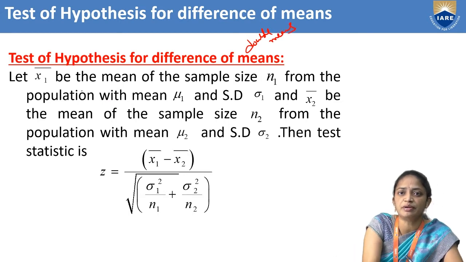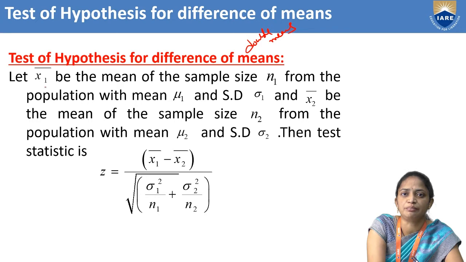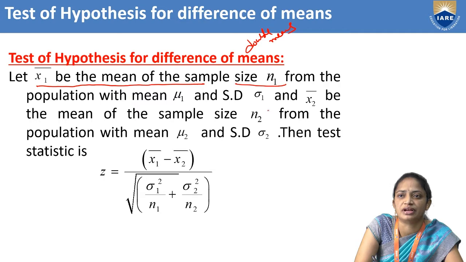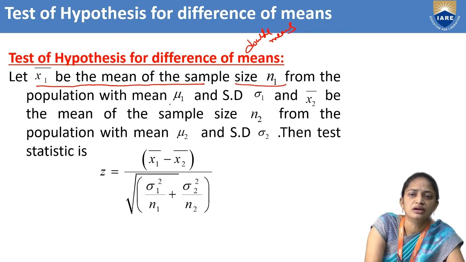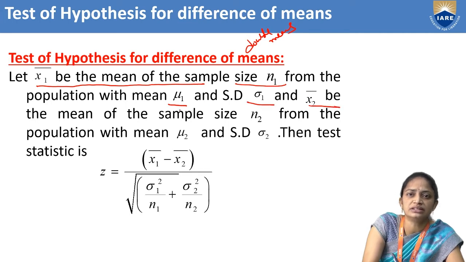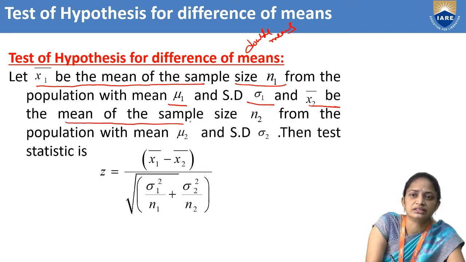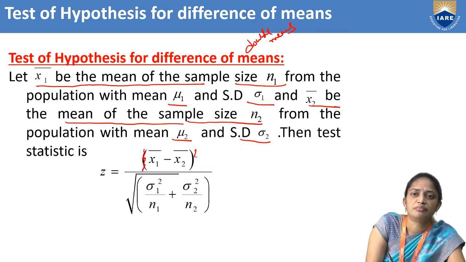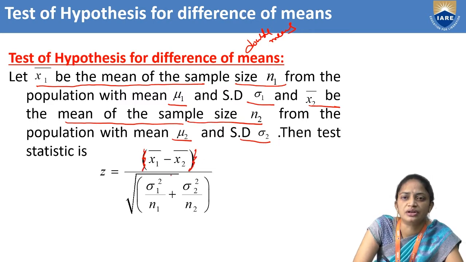Let x1 bar be the mean of the sample and the sample size is n1, from the population with mean mu1 and standard deviation sigma 1. Like that, x2 bar is the mean of the sample and the sample size is n2, from the population with mean mu2 and standard deviation sigma 2. Then the test statistic is z equal to x1 bar minus x2 bar divided by under root of sigma 1 square by n1 plus sigma 2 square by n2.